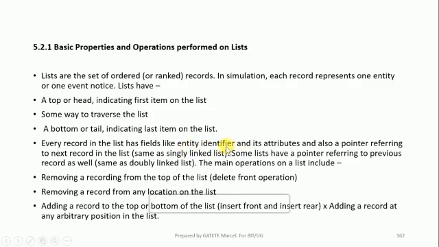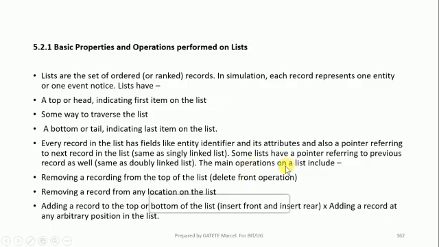These are used to identify each entity, and it will have attributes and also a pointer, which is used to refer to the next record in the list. It means that there must be a pointer which shows the next record to be processed after in the list. So you can have a list which has pointers pointing to the next record, or I can have a list having a pointer referring to the previous record. So this can be a doubly linked list, as in programming languages C, C++, and so on.